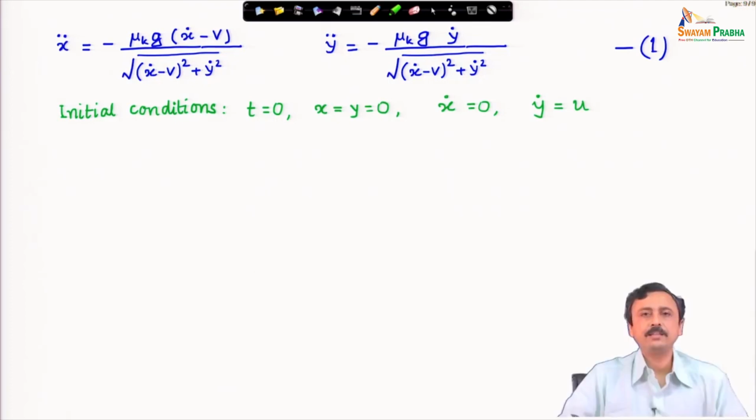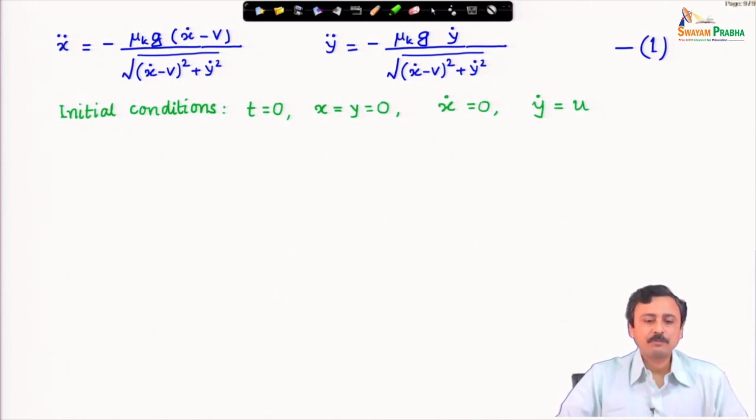So, x and y, these are the two directions in which we have to solve. Now, these are two second order ordinary differential equations, therefore, we will require 4 initial conditions. At time t equal to 0, it started at the origin of the coordinate system, therefore, x and y must be 0, and the velocities, the x velocity was 0, but y velocity was u. This was the velocity that the person from the platform launched this particle onto the belt with.